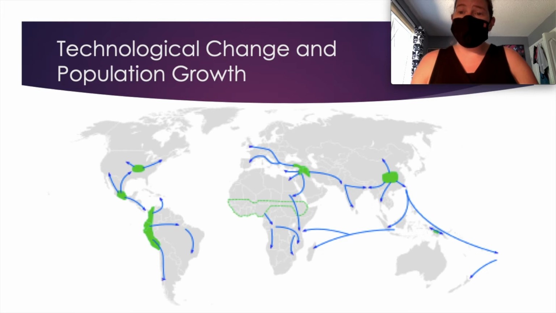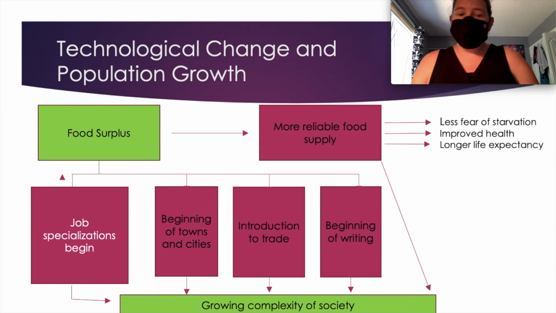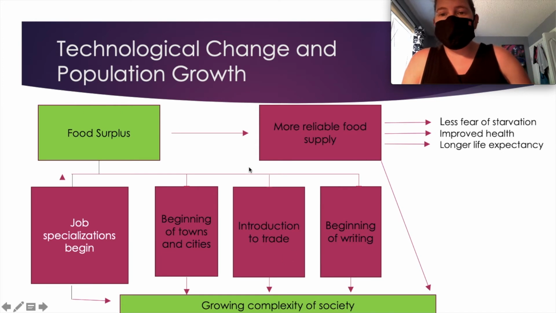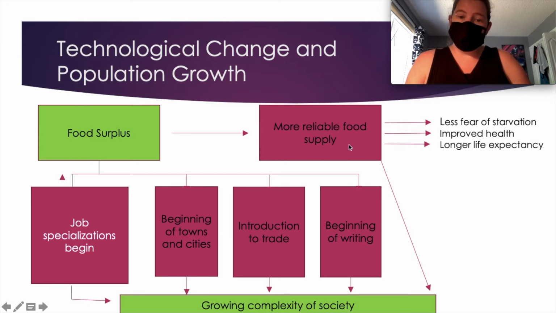Because of this, we see the movement of peoples, the diaspora, if you will. This is when we start looking at what builds a bigger population. We have food surplus. If we have more reliable food sources, there's less starvation, improved health, and longer life expectancy, i.e. more population. And because of the food surplus, we can also have job specialization, because not everyone needs to hunt for food. You can do other things as well.